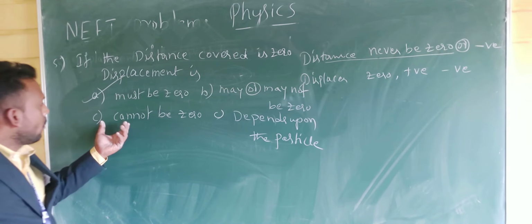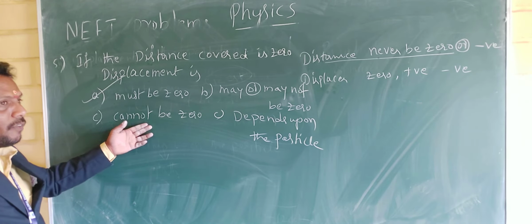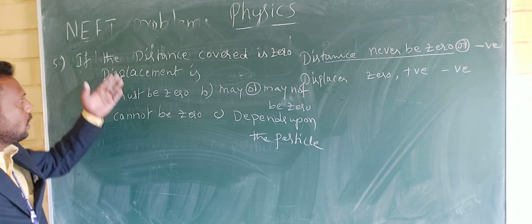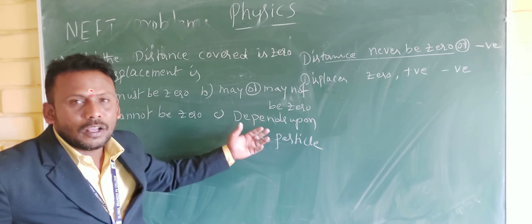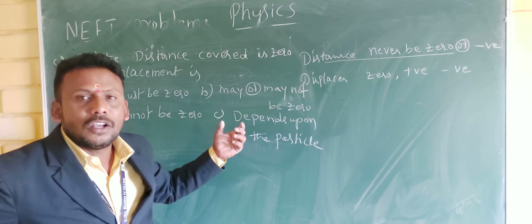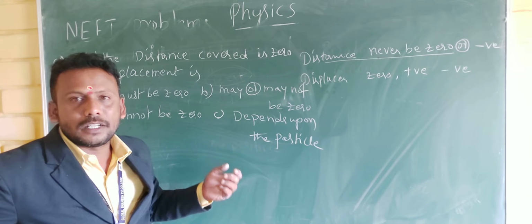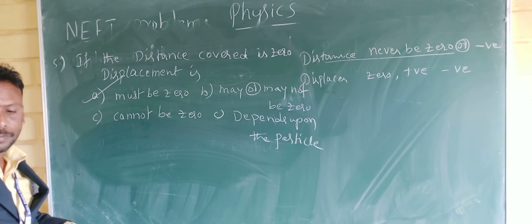"May or may not be 0" is a wrong answer. "Cannot be 0" is also wrong, because displacement is always less than or equal to distance. "Depends upon the particle" is also wrong, because displacement depends on the initial and final positions of the body. Option A is correct: must be 0.